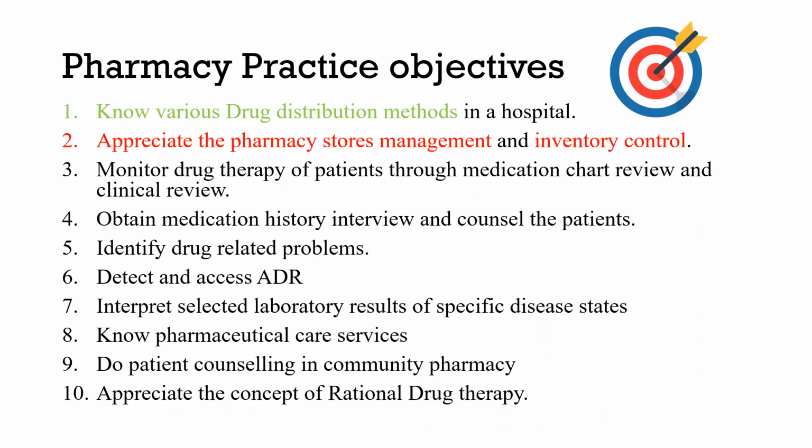Now coming to the objectives, first is we should know various drug distribution methods which are being used in hospital, appreciate the pharmacy stores management and inventory control, monitor the drug therapy of patients through medication chart review and clinical review. Then you can obtain their medication history interview and you can counsel the patients. Identify the drug related problems, means if a person is taking a particular drug and after taking that particular drug they are facing some problems because of that drug, then you have to identify it. Detect and assess ADR. Now what is ADR? Adverse drug reaction, right? Then interpret selected laboratory results of the specific disease. Know the pharmaceutical care services, do the patient counseling, and appreciate the concept of rational drug therapy.